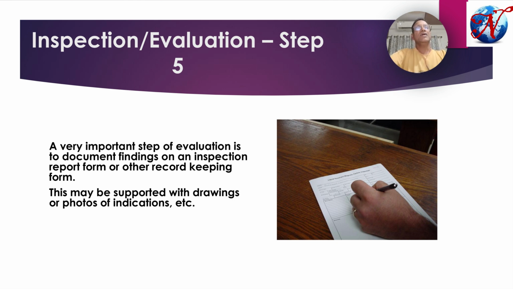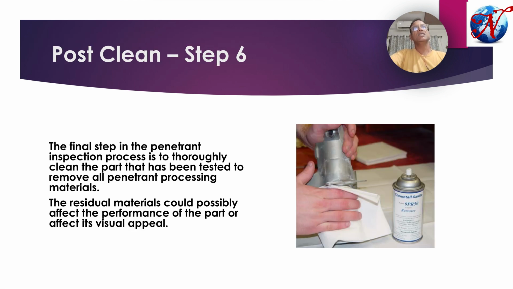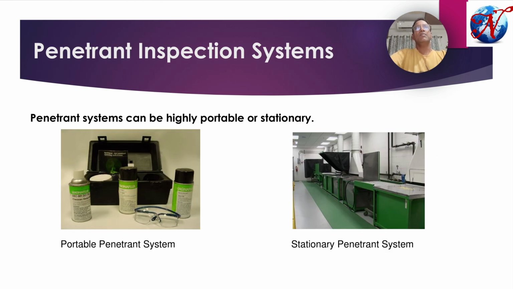And after the identification of the nature of the bleed-outs, either linear or rounded, it will be marked on your inspection part, and the post cleaning will be done such that all the chemical residue will be removed from your inspection surfaces. There are two types of penetrant system. One is the portable penetrant system, and the second is the stationary penetrant system. Generally, in construction, where portability is much more required, we often use the portable penetrant type.